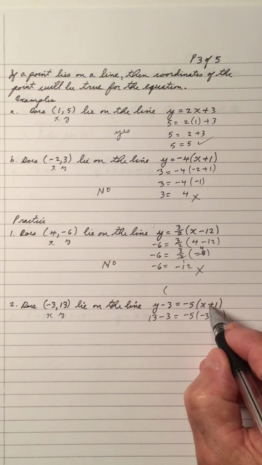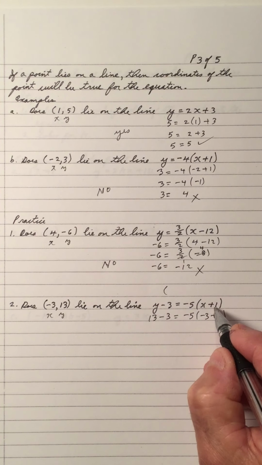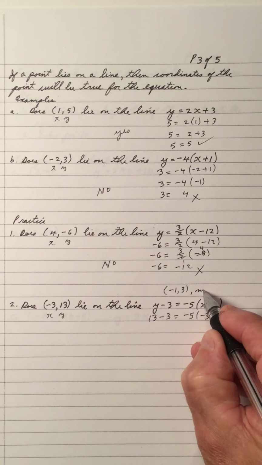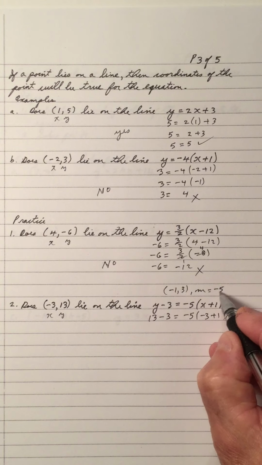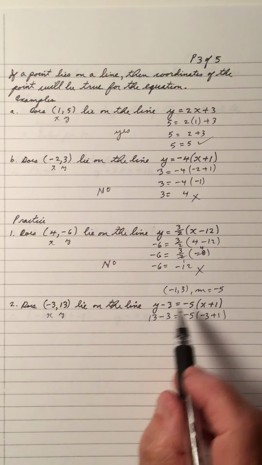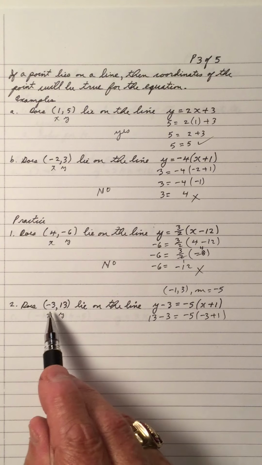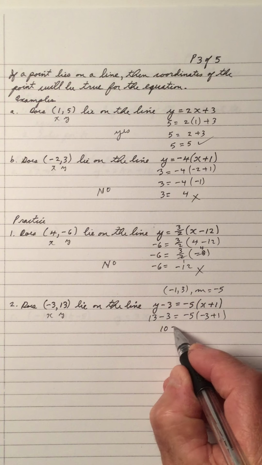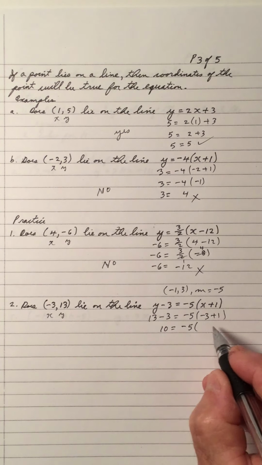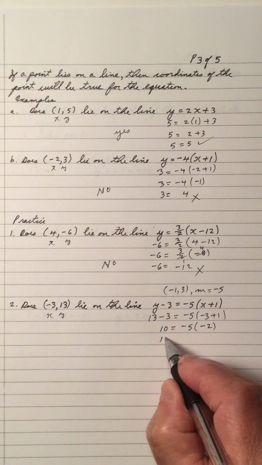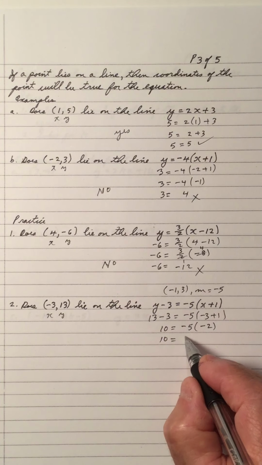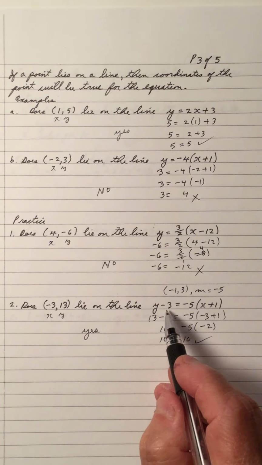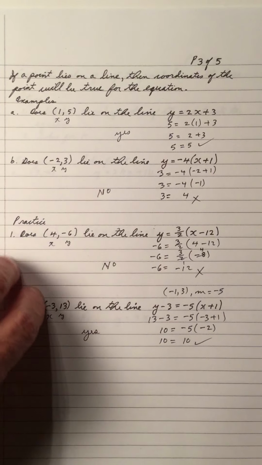And the point on this line, just doing a review, x is negative 1, y is 3, and the slope m is negative 5. So I'm plugging that in. I'm just reviewing here. So again, let's get back to this point. I subbed in the numbers. So this becomes a 10 on the left. And we work out the inside of the bracket first to get negative 2. And 10 equals negative 5 times negative 2, which is 10. And that's true. So does that point lie on the line? Yes.